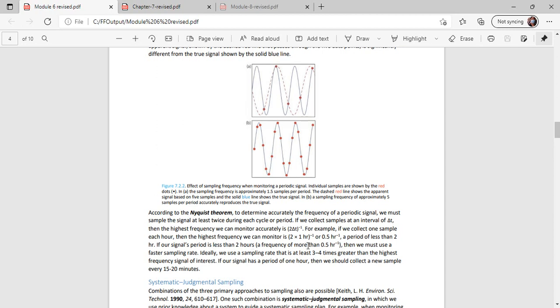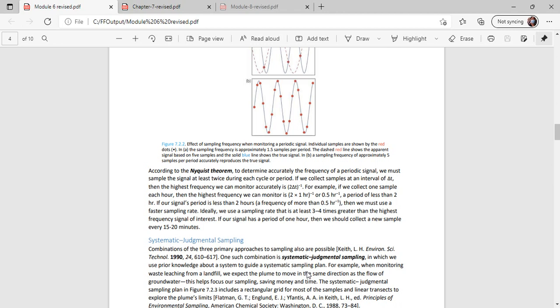A period of less than 2 hours. If our signal period is less than 2 hours, the frequency is more than 0.5 per hour. Therefore, we must use a faster sampling rate, meaning we get more samples to perform. We use a sampling rate at least 3 to 4 times greater than the highest frequency signal of interest.